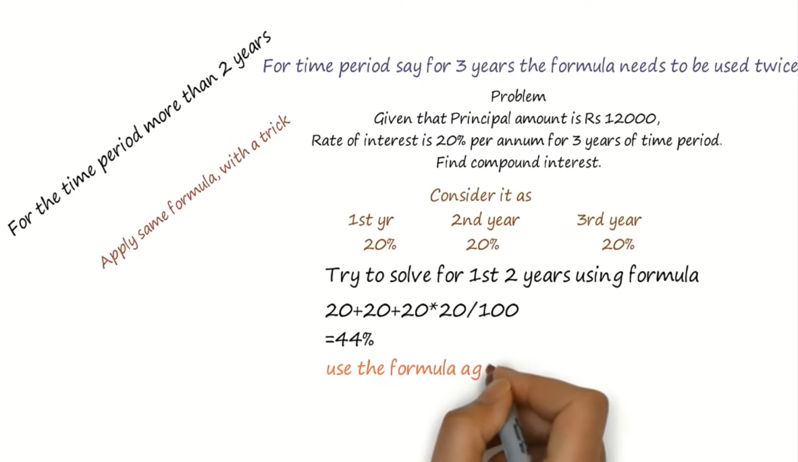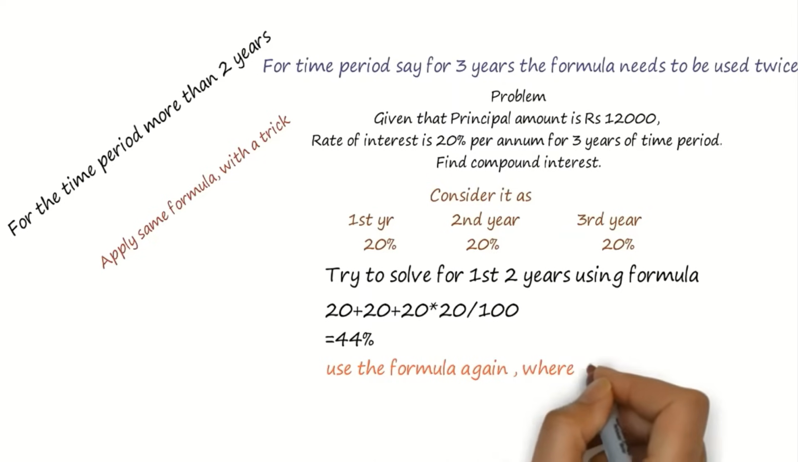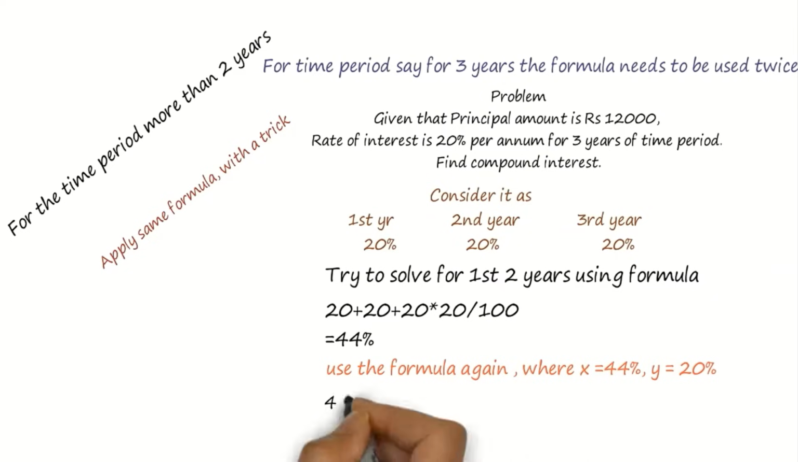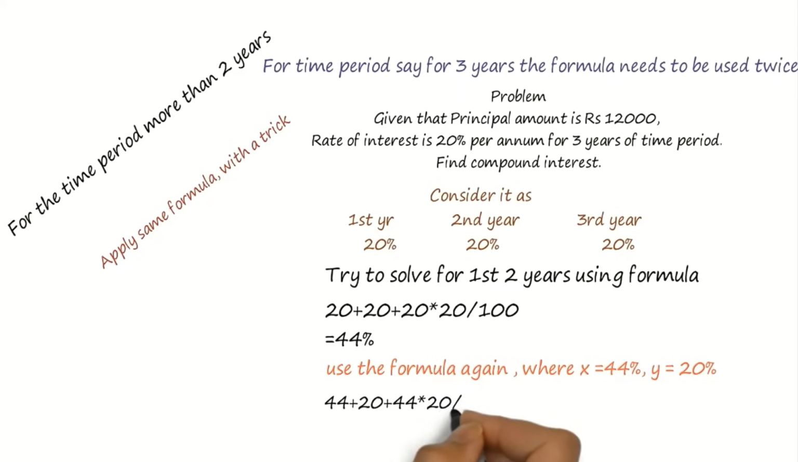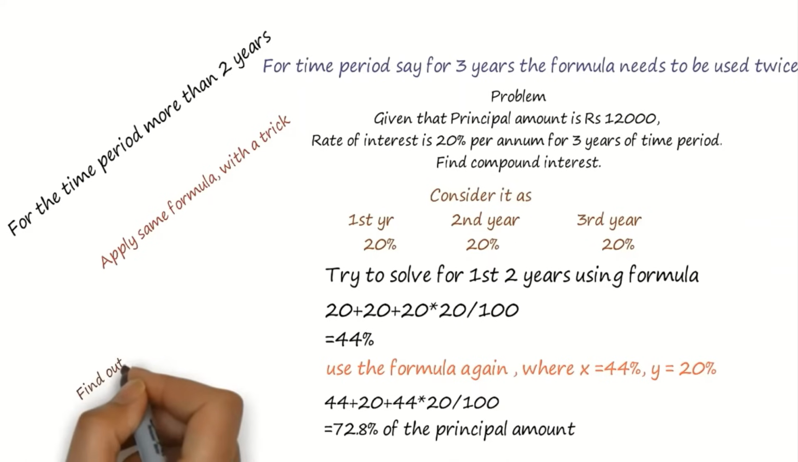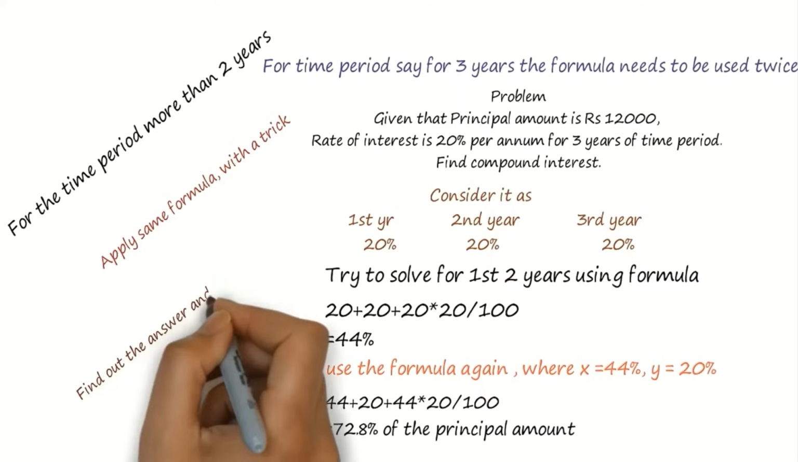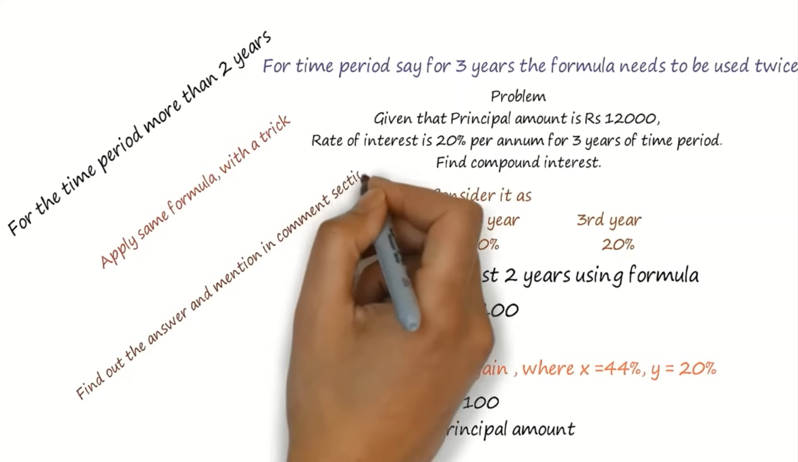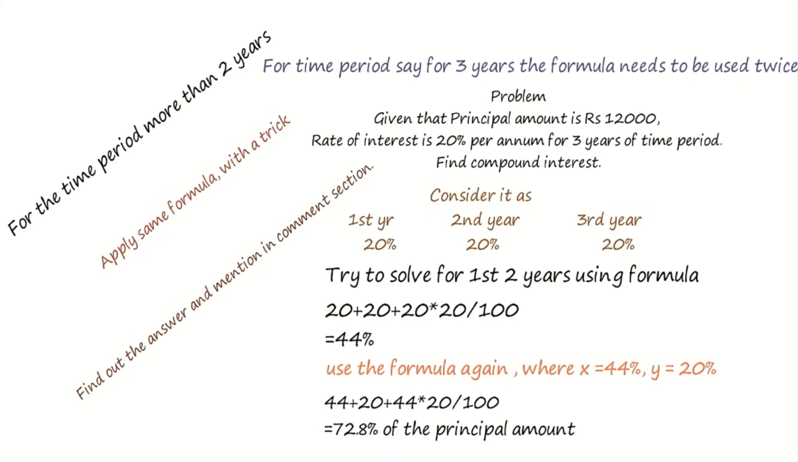So now x is 44% and y is 20%. That is the third year interest. And as per the formula, we get 44 plus 20 plus 44 into 20 by 100, which is 72.8% of rupees 12,000. Let me know the answer in the comment section. So similarly, for n number of years, the same trick can be used.